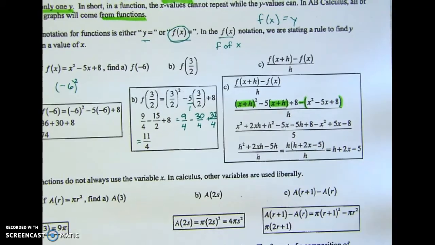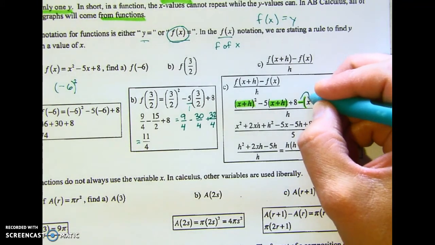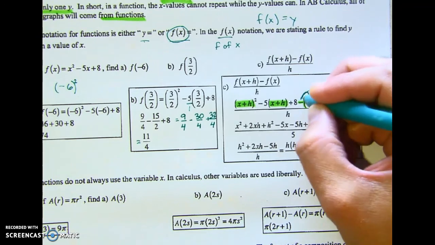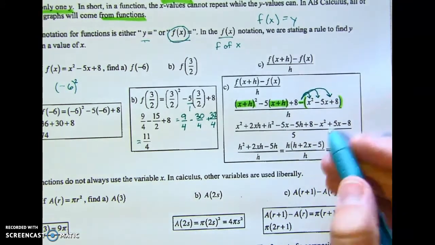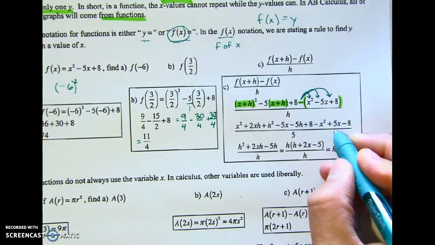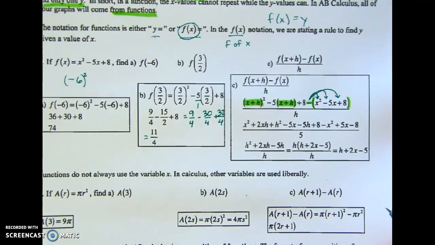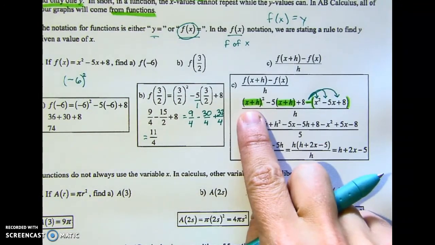Why are the parentheses important there? Parentheses are important here because you need to distribute this negative sign. So do you see here we have minus x squared and then plus 5x plus 8. Okay, let's go back to this.